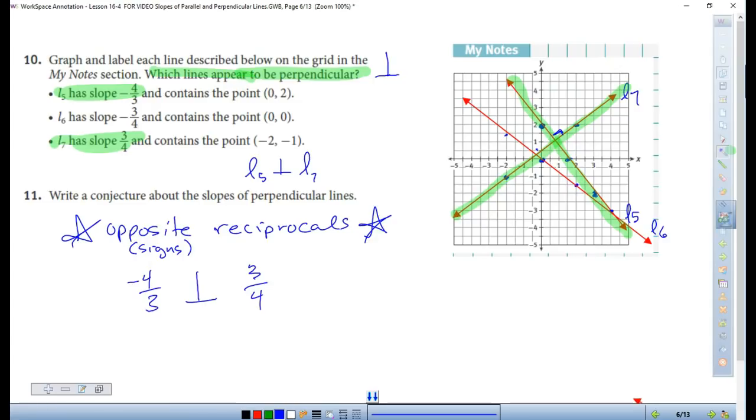Check in with yourself. How you doing so far? Can you figure out the slope from a line? Can you graph an equation? Can you write an equation? And can you understand how you can tell and how you can create slopes that are parallel and perpendicular? We've covered a lot so far in this lesson.